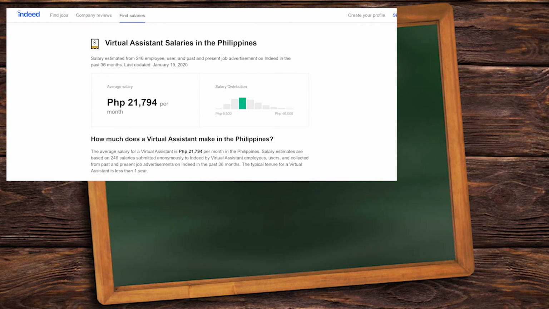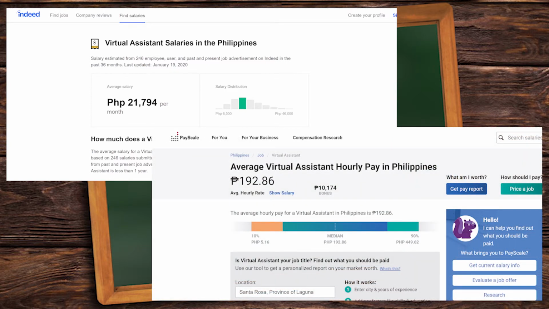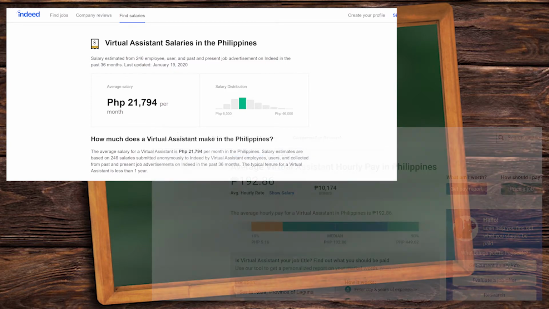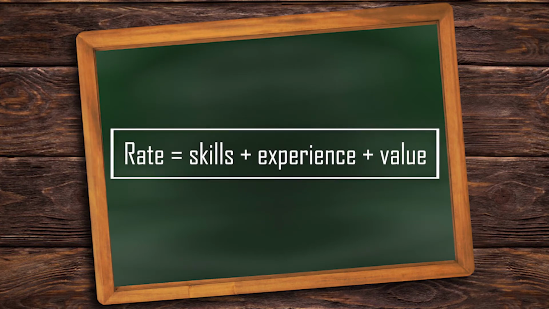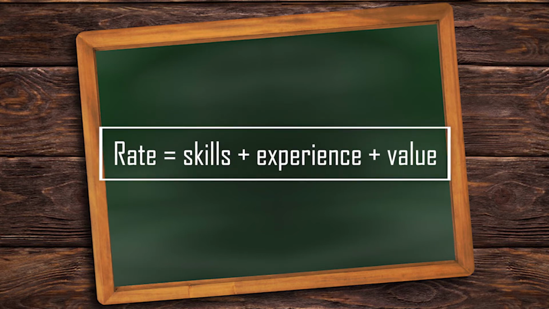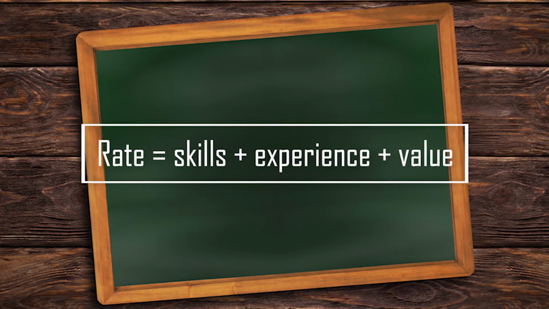For example, a VA would normally have a prevailing rate from $3 to $12, but it will really depend on the task and experience. In simple formula, rate would be skills plus experience plus value. The more skills and experience you have, the higher the rate you can command.